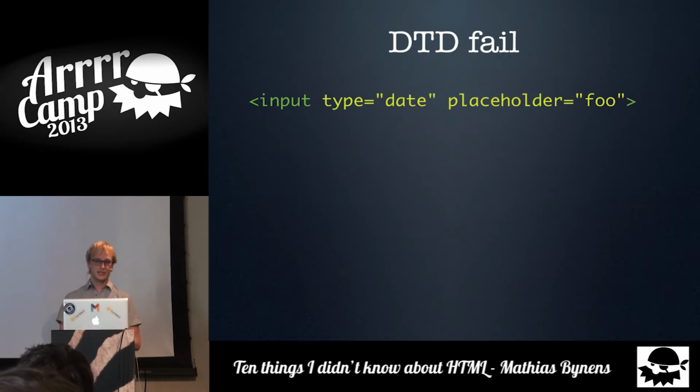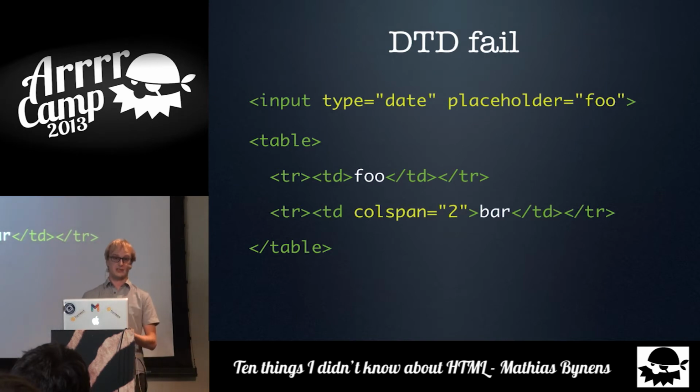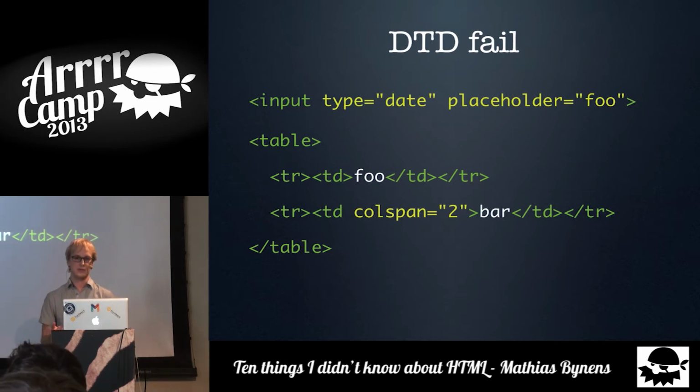As you can see here, the placeholder attribute is used, but it's only really allowed for certain input types, and the date input type is not one of them. So while this may look like it is valid HTML, it's actually invalid, but the DTD wouldn't be able to detect it. Similarly, a table with an unequal number of columns for each row is also a validation error, but because you're using elements that exist and attributes that exist, the DTD-based validator wouldn't be able to detect it.